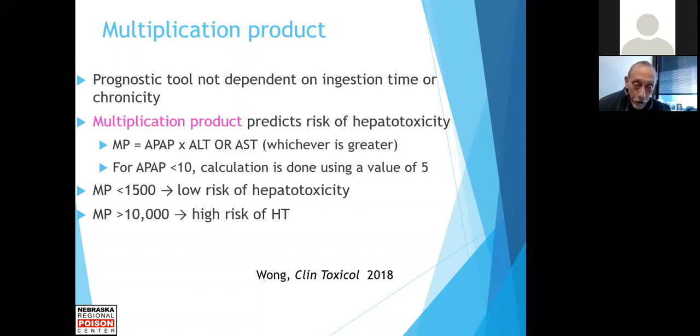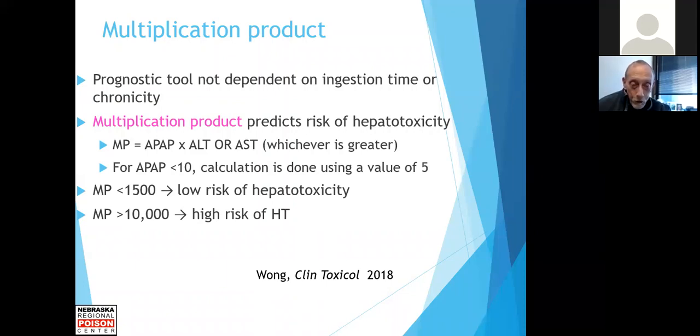Now, there's another diagnostic prognostic tool that we can use, something called the multiplication product. And this is really intended more for prognosis than to decide whether or not to treat them. And this can be very helpful. It's basically taking the acetaminophen level in micrograms per ml and multiplying it by whichever enzyme is higher, the ALT or the AST. And this has been around for about 11 years. There's a lot of experience. There's quite a bit of literature on it.